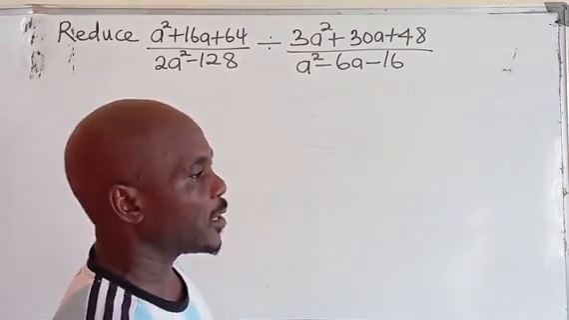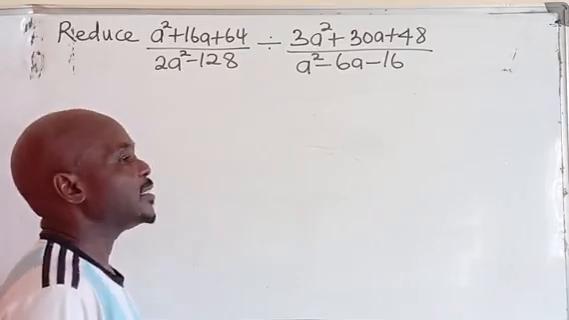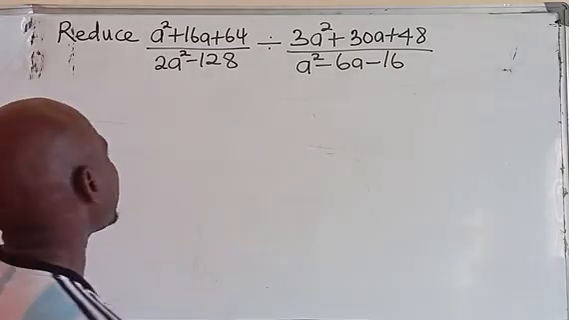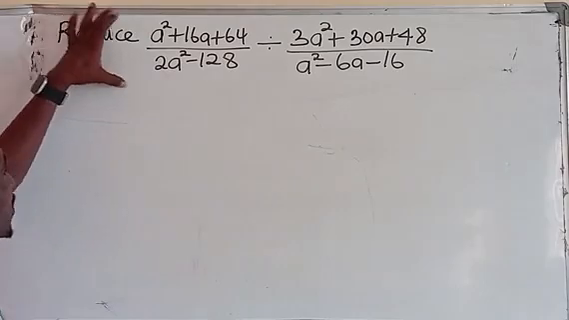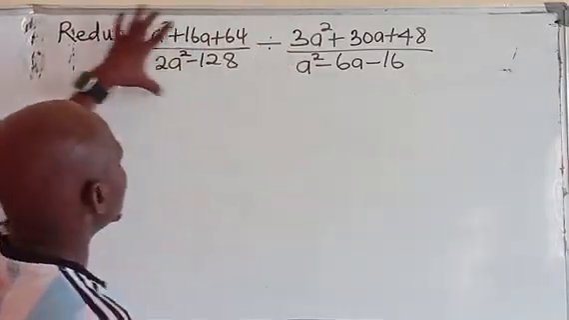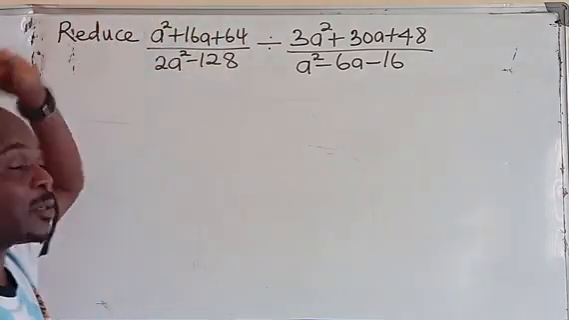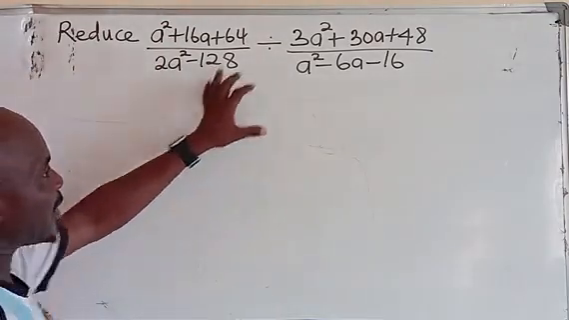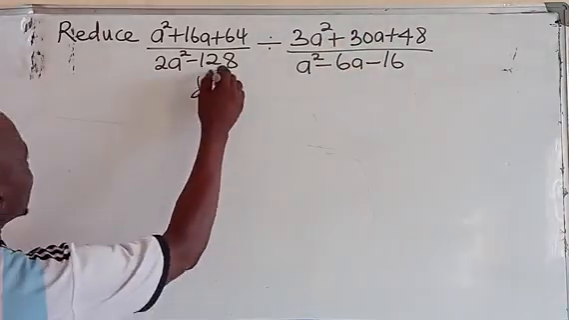We have a question on the board and I want us to solve it together. It's a very simple but tricky question. You need to think very well. So, I should reduce everything I have here. That is (a squared plus 16a plus 64) over 2, divided by (2a squared minus 128) over (3a squared plus 30a plus 48). Now the first thing, let's look at the solution.